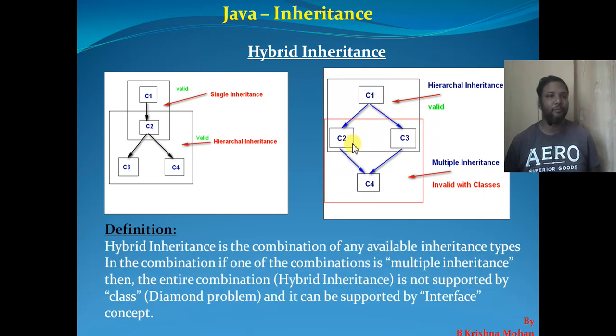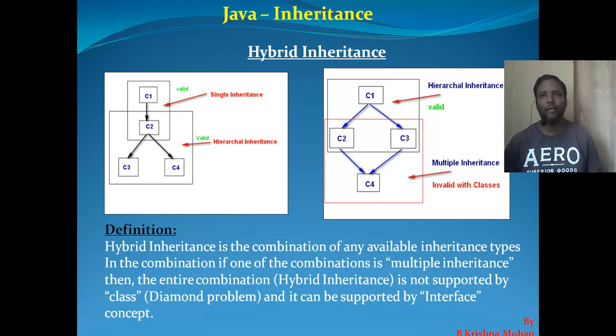Next, what is the definition of hybrid inheritance? Hybrid inheritance is the combination of any available inheritance types. In the combination, if one of them is multiple inheritance, then the entire hybrid inheritance is not supported by class. That is the diamond problem, and it is supported by the interface concept.